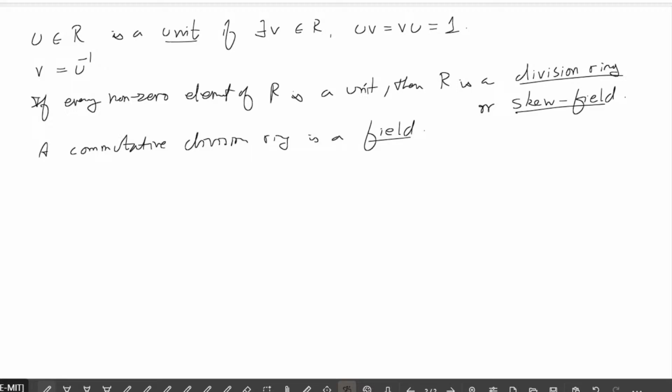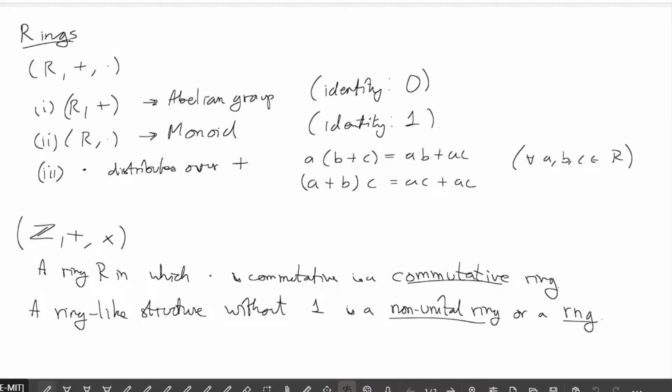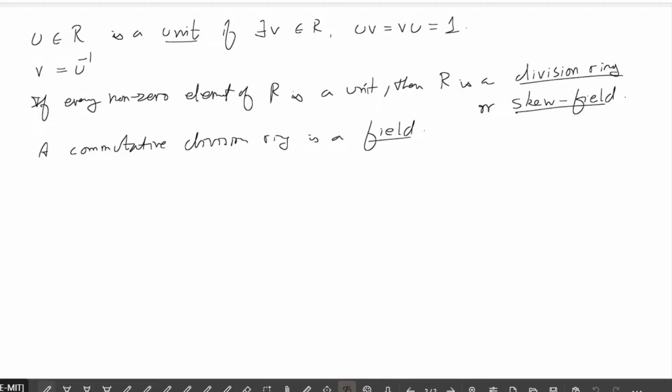Right. So a commutative division ring is a field. Examples for these: your usual familiar examples of Z, or of course Q, which comes before that, and C. These are all with the usual operations. These are all rings, of which these three are fields.